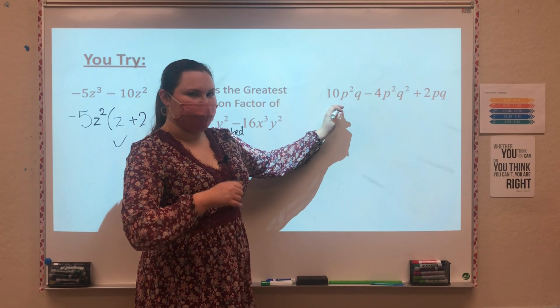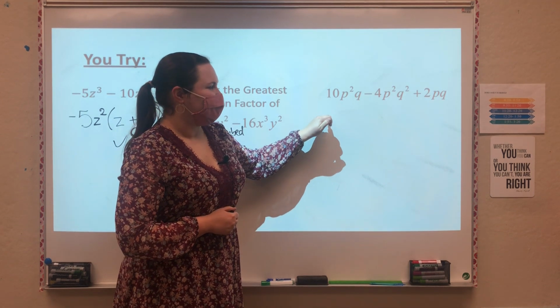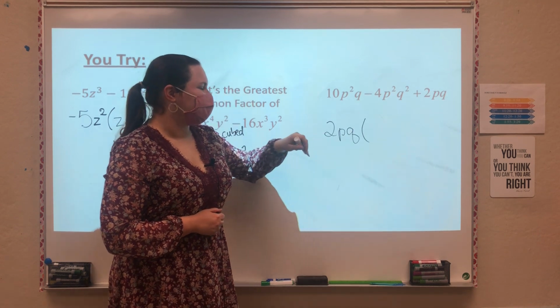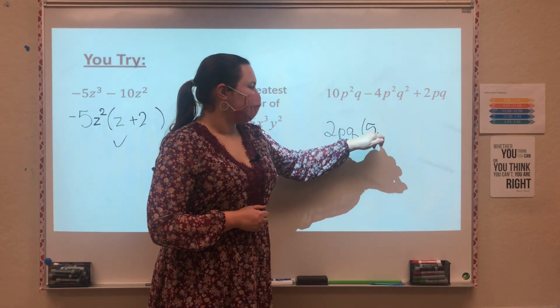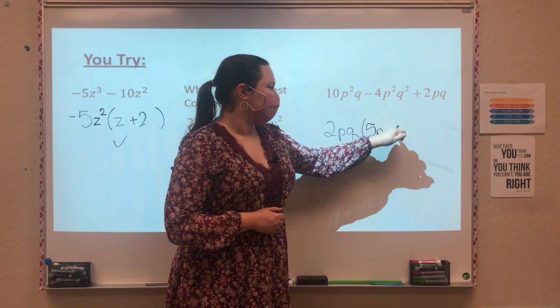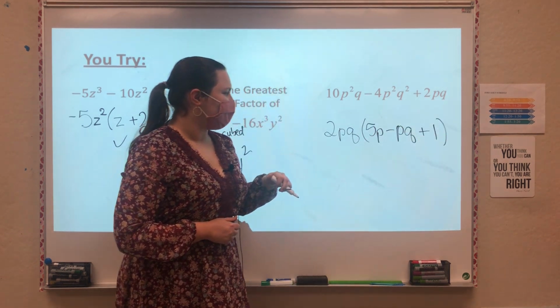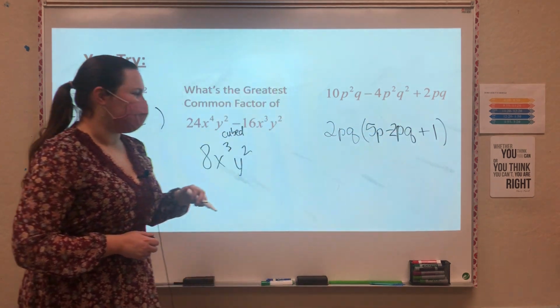Will you give me the answer for anyone watching? 2pq is the greatest common factor. And then 5p minus pq plus 1. Like that? Minus 2pq. Okay. I think I saw a 2 on your paper.